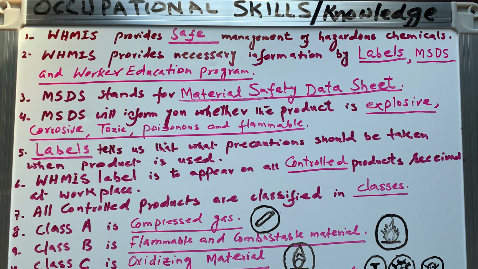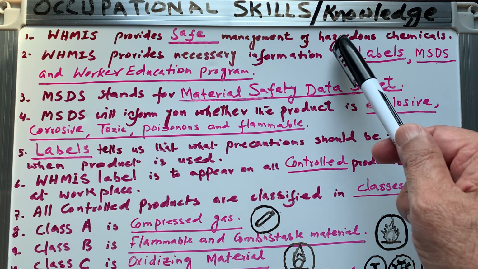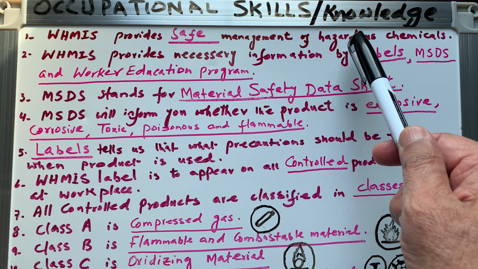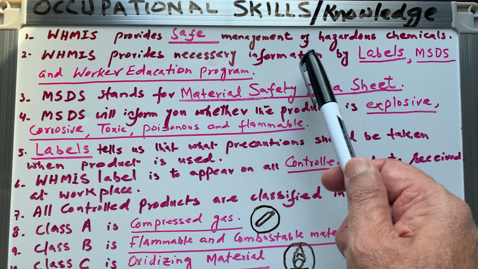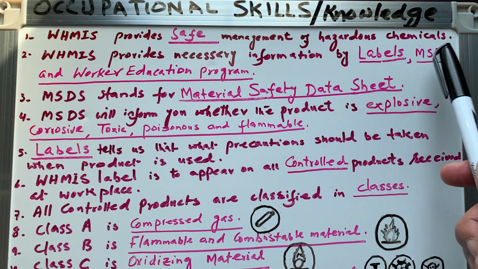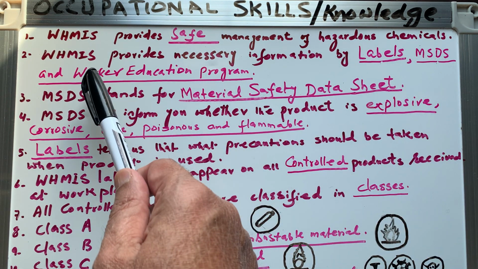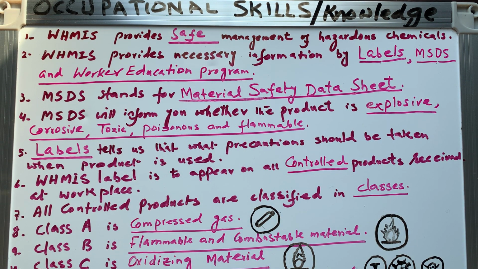So WHMIS does three things. They bind the manufacturers, suppliers, and receivers, so that a receiver should not receive anything which is controlled, which is announced hazardous, and we will see how hazardous substances are classified, right? So they force them to provide a label, to provide an MSDS, and to provide workers education on that, right?